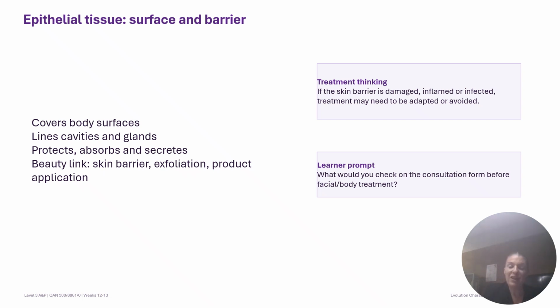So, epithelial tissue: surface and barrier. It covers the body's surface, lines cavities and glands, protects, absorbs and secretes. There are some key words there for any exams. The beauty link to this is the skin barrier. We exfoliate it and then we apply the product application towards the end to restore that barrier. Now remember, if you're doing a facial or a massage, the skin is very sensitive. So that's why we link it to that.